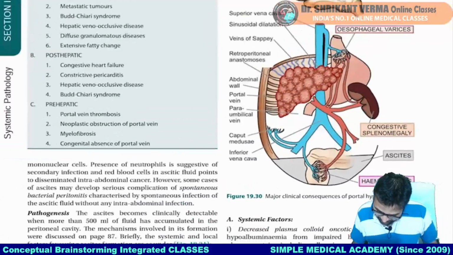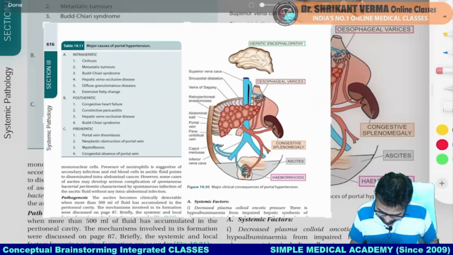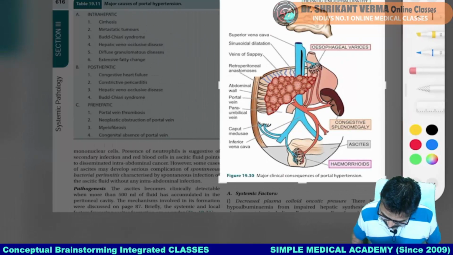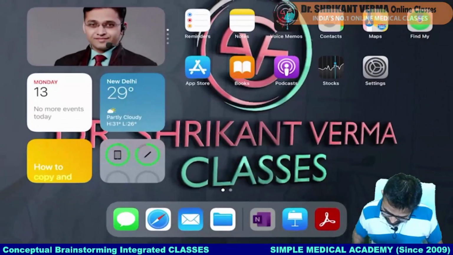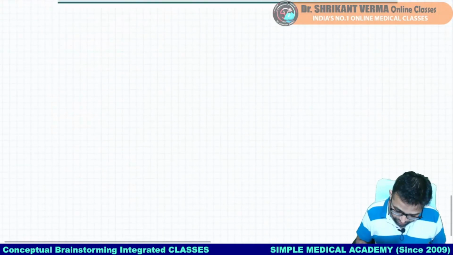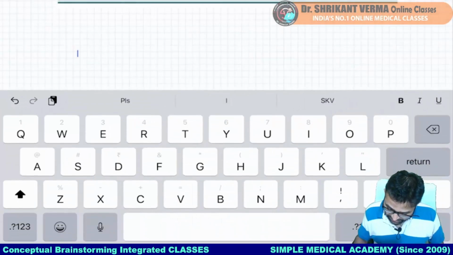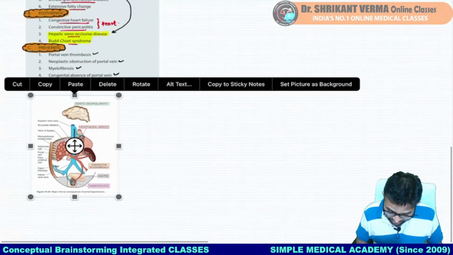Fine, now try to understand if there is a portal hypertension, then what are the different symptoms you can observe. This is again diagrammatic presentation. So try to understand, अगर पोर्टल हाइपरटेंशन हुआ तो लीवर का इन्वॉल्वमेंट आपको देखने के लिए मिल सकता है, क्योंकि मेजर कॉज ऑफ द पोर्टल हाइपरटेंशन इज cirrhosis.